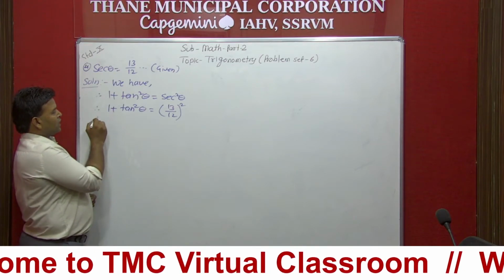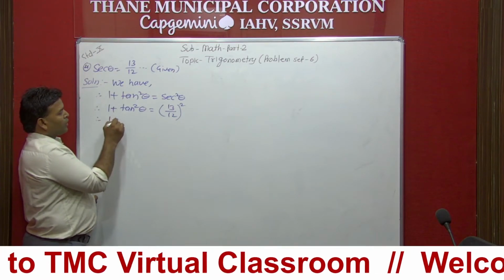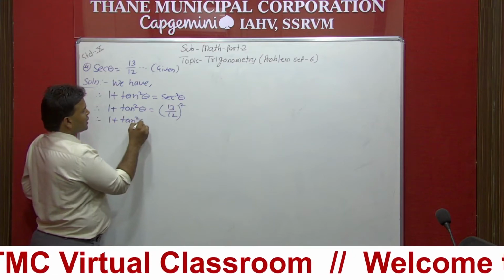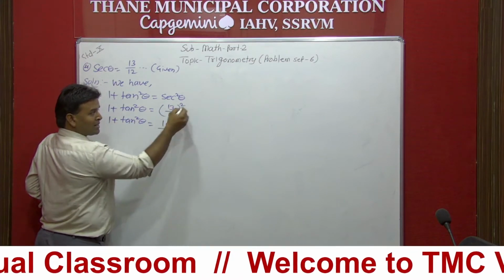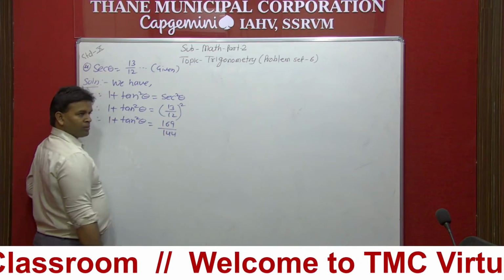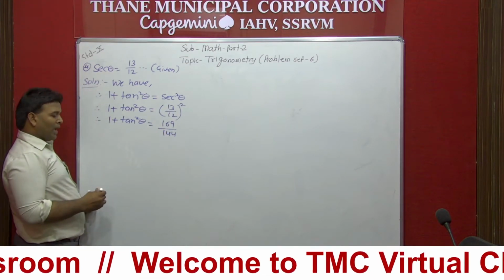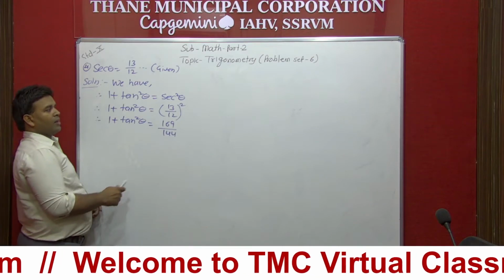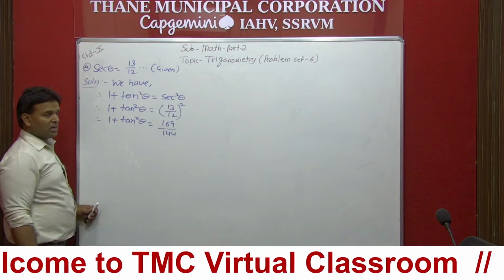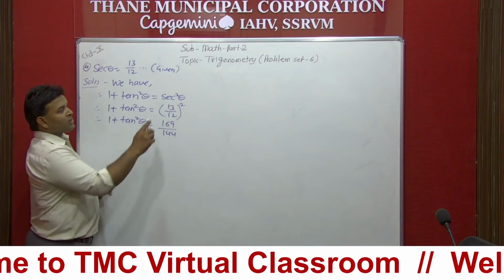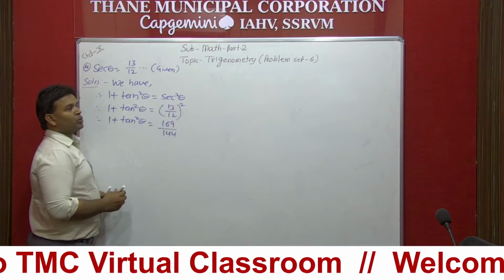Yes. So the next step is 1 plus tan square theta. 13 square is 169. 12 square is 144. We must know the squares up to 30 so that it becomes easy. Otherwise you have to do rough calculation, which may take time. That's why you have to learn the squares up to 30.